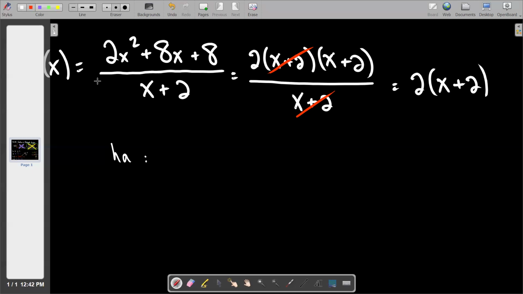What's the degree on top? 2. What's the degree on bottom? 1. Right. And if 2's more than 1, when your degree on top is bigger than your degree on bottom, there is no horizontal asymptote. Okay. That is a very, very distinct possibility.